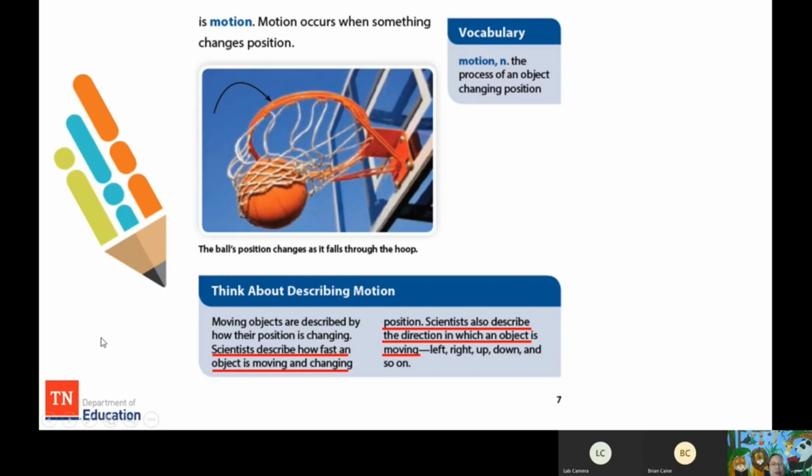Think about describing motion. Moving objects are described by how their position is changing. Scientists describe how fast an object is moving in changing position. Scientists also describe the direction in which an object is moving: left, right, up, down, and so on. And so this is pretty important about moving objects and how we describe them. We have two ways. One is its speed, which is how fast or how slow it's moving, and also its direction.